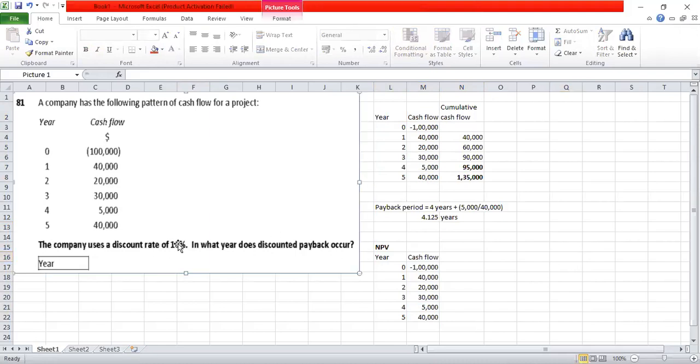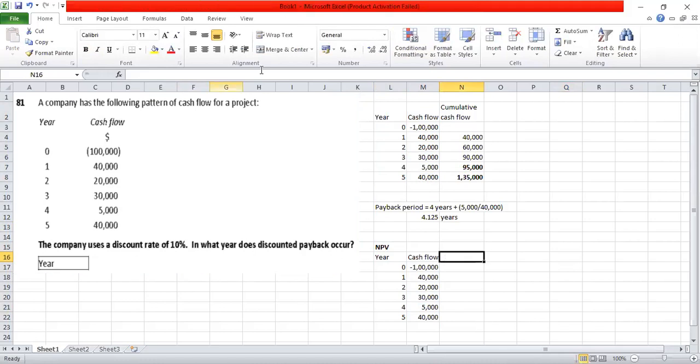The discount rate is given as 10%. The company uses a discount rate of 10%. So what is it that we have to understand? The cash investment as on today is 1 lakh. But the total cash flows anticipated from the future are 40, 20, 60, 90, 95, 135. So 100 and 135,000 are to be compared.